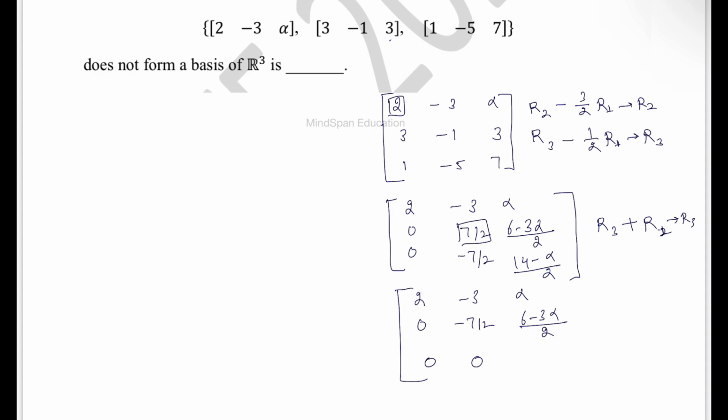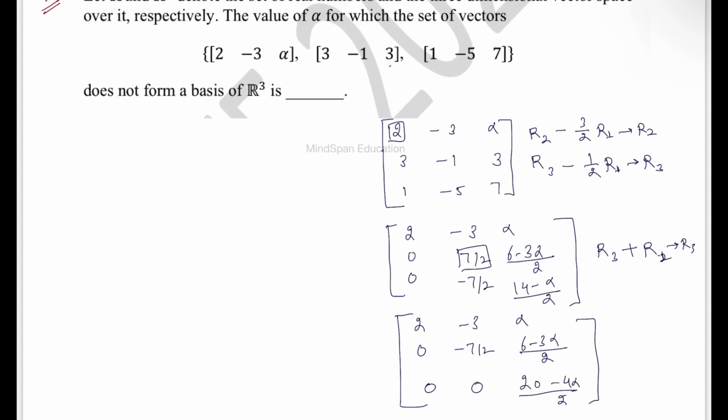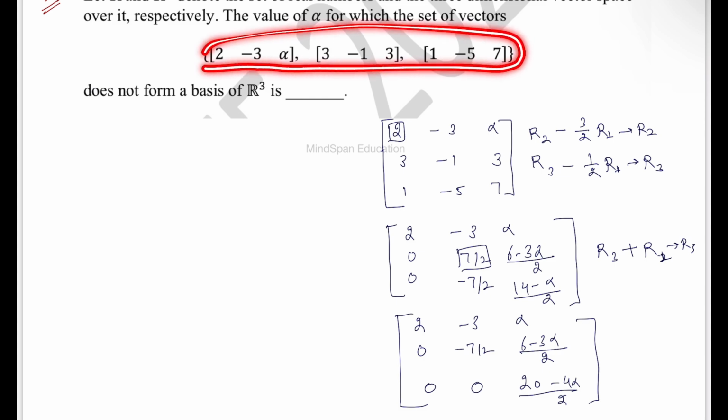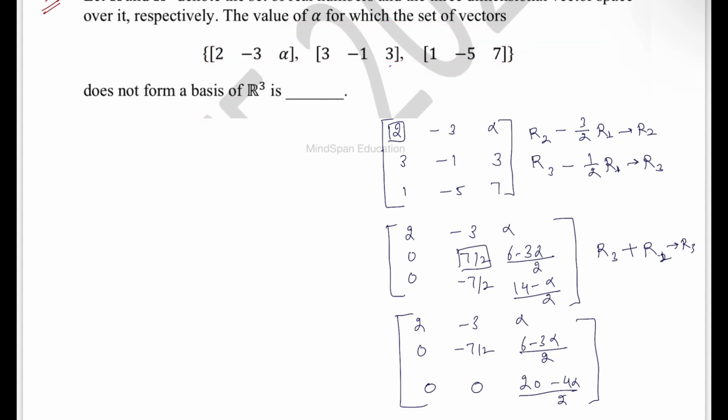So here it will be 0, here it will be 0, and here it will be 6 plus 14, that will be 20, and minus 4 alpha divided by 2, right? Now if these set of vectors forms a basis, then we should get 3 pivots, because if we are getting the 3 pivots, then definitely all these 3 are independent. But for it not to be a basis, we should not get 3 pivots. That's why here, we have already got the 2 pivots, right?